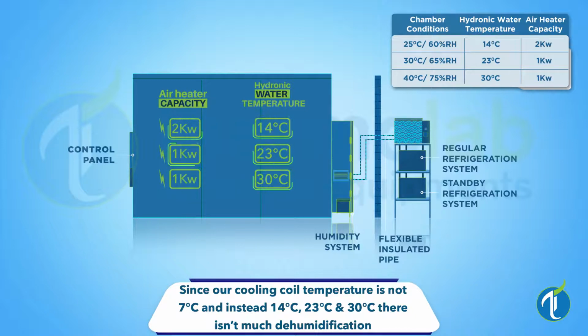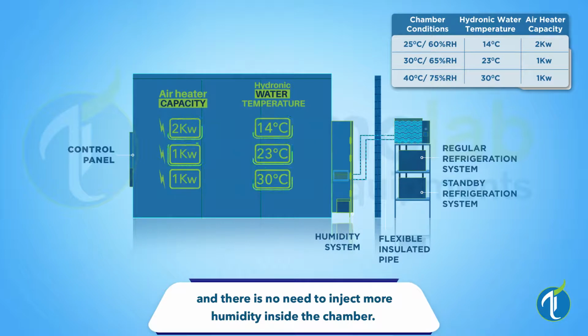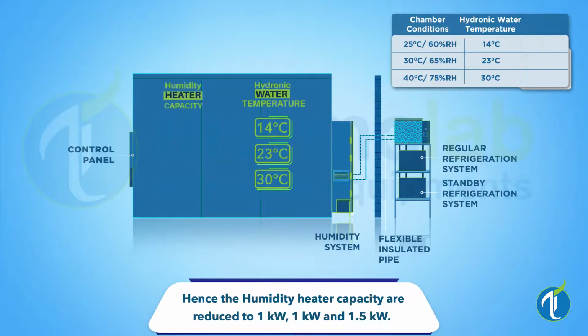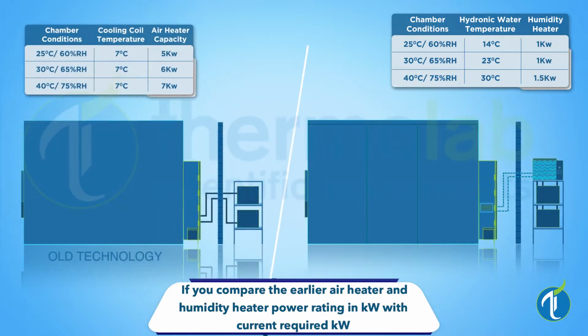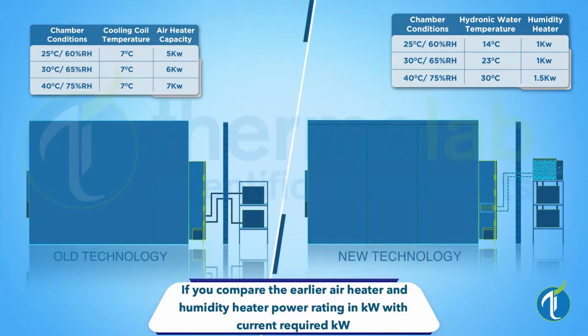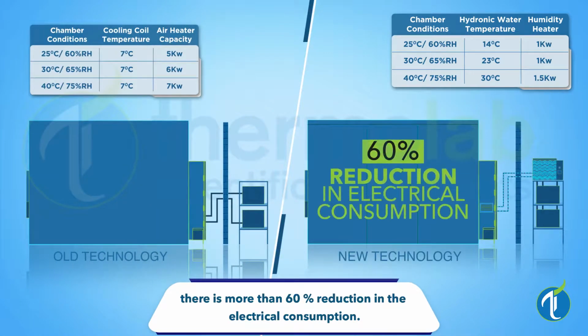Since our cooling coil temperature is not 7 degrees Celsius and is instead 14, 23, and 30 degrees Celsius, there isn't much dehumidification, and hence there is no need to inject more humidity inside the chamber. Hence, the humidity heater capacities are reduced to 1 kilowatt, 1 kilowatt and 1.5 kilowatt. If you compare the earlier air heater and humidity heater power ratings with the current required kilowatts, there is more than 60% reduction in the electrical consumption.